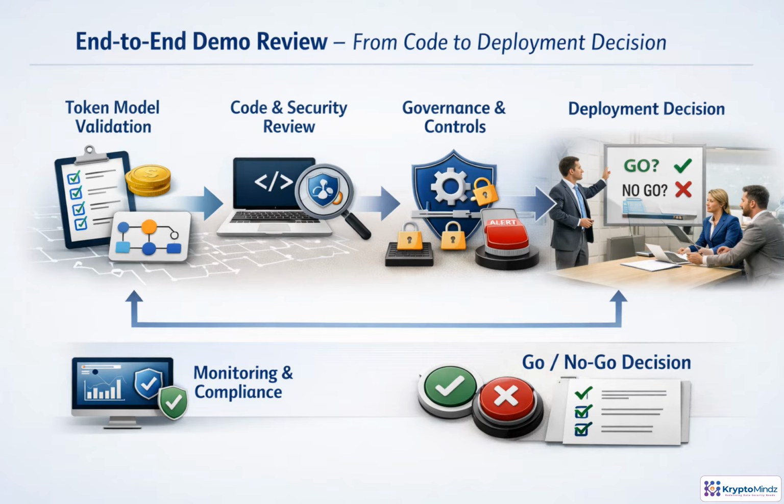Use the demo as evidence for an architecture decision, not just as a coding exercise. First, confirm that the contract still matches the token model and lifecycle requirements. Then review OpenZeppelin dependencies, custom logic, tests, and static analysis as one audit package. Next, challenge the control model: admins, upgrades, pauses, emergency actions, and monitoring. The outcome should be clear: go, conditional go with mitigations, or blocked until residual risks are resolved.